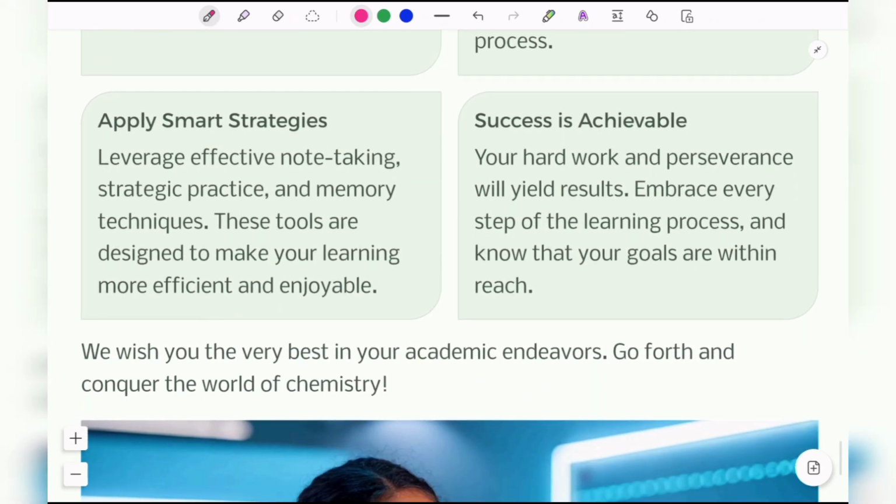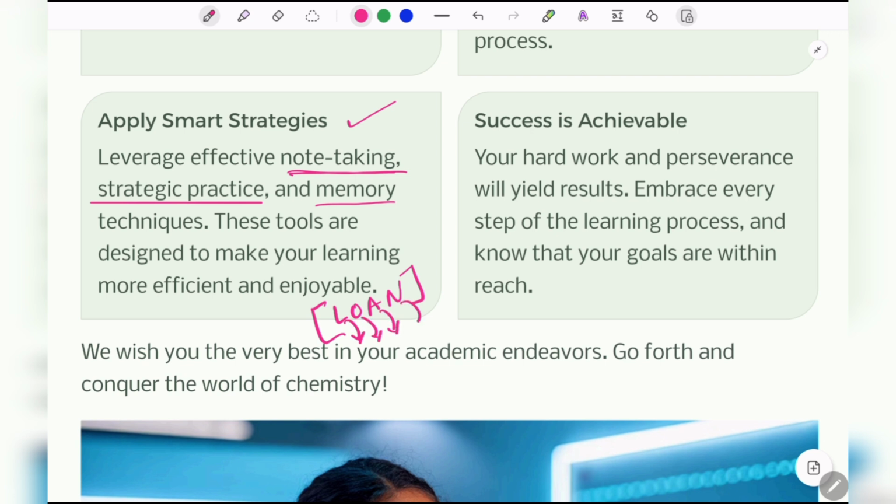Apply very smart strategies. Note taking, writing practice, as I told you. Make it a smart practice habit. Memory techniques to be used. For example, we have this LOAN, which is one of the acronyms we use for the electrochemistry chapter, in which L stands for left hand side, O stands for oxidation, A stands for anode, and N stands for negative. In this way, we try to remember certain things. This is called a memory technique. These tools are designed to make your learning more efficient and enjoyable.